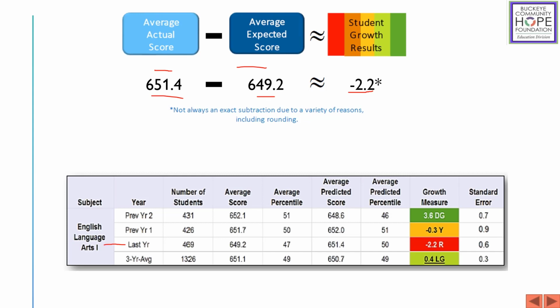Here's the row of data that we used. This was an English language arts test of the class with Ethan and Whitney. There were 469 students in the class. We didn't show that many in the previous slide. The average score that they achieved was 649.2. They had been predicted to get 651, and they scored 2.2 points lower than what they were predicted. That's their growth. There's a standard error which allows that 2.2 to be plus or minus 0.6, but their growth measure is negative 2.2.